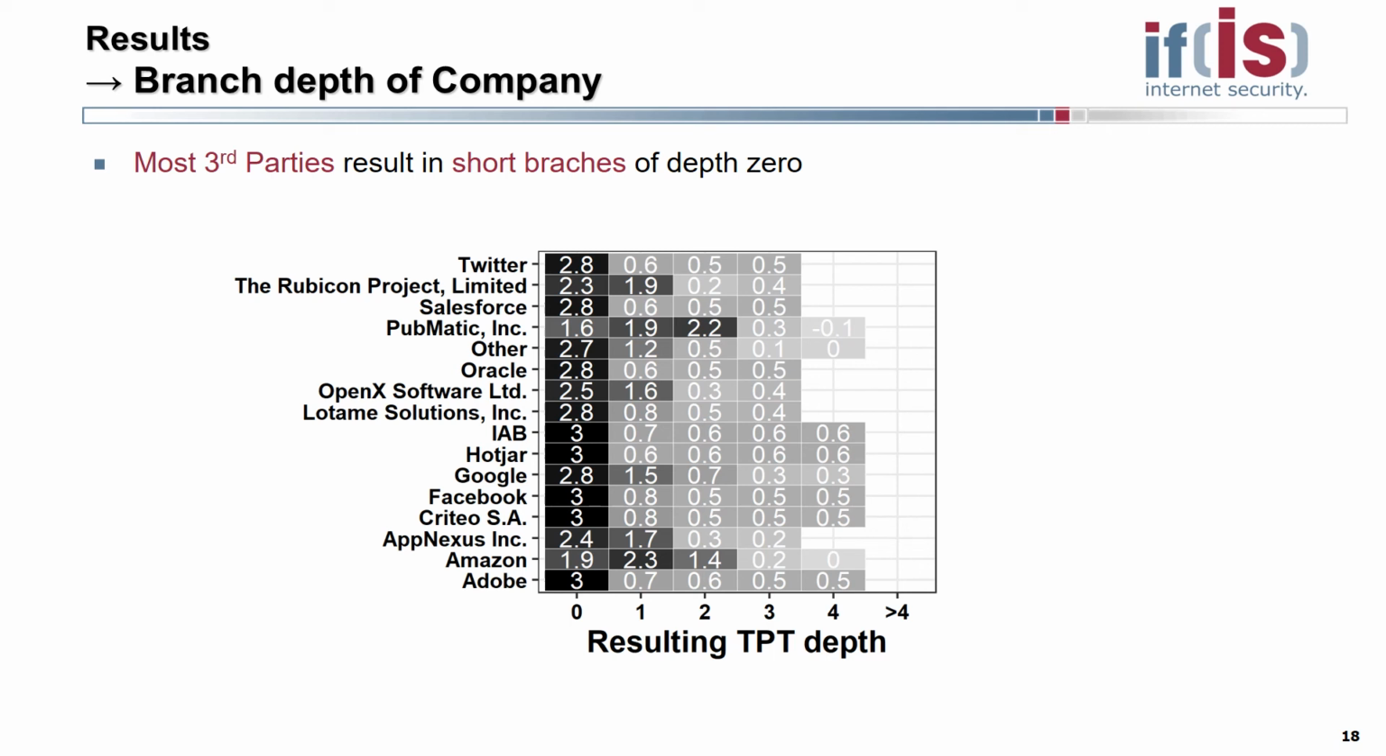The figure shows the depth of the branches created by each company. The figure is scaled for each company, so we can understand the depth that's created by the company, but the figure does not show the overall inclusion of these third parties. You can see most third parties create branches of depth 0. This is expected because most websites directly use a service provided by a company. For example, they use Google Fonts.